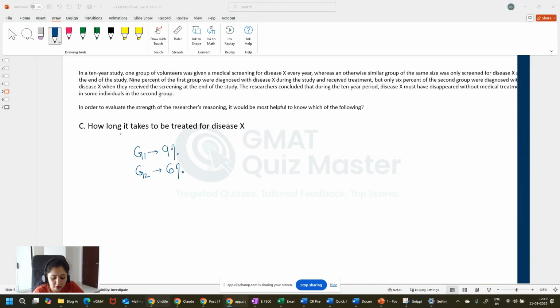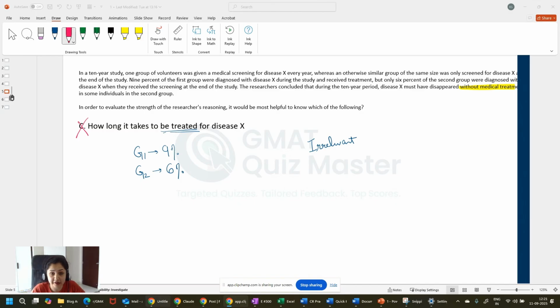Choice C, how long it takes to be treated for disease X. Now, choice C is about the duration required for treating disease X. Now, is this duration relevant? Does the conclusion even talk about treatment, any specific medical treatment or any kind of treatment for disease X? No. The conclusion specifically states that disease X must have disappeared without any medical treatment. So, how much time it takes for the disease to get treated is irrelevant. And that is why this choice is also incorrect.